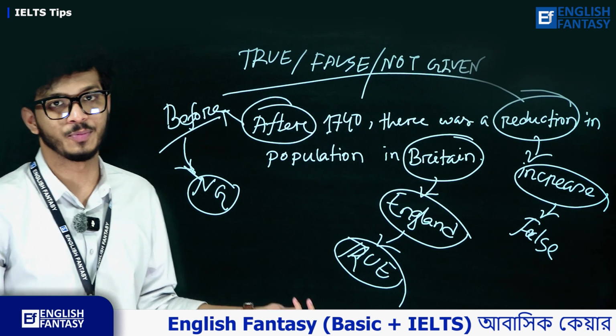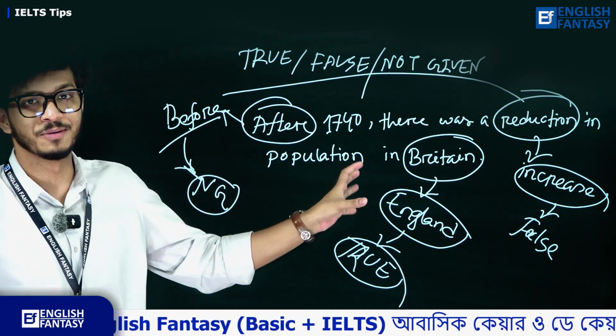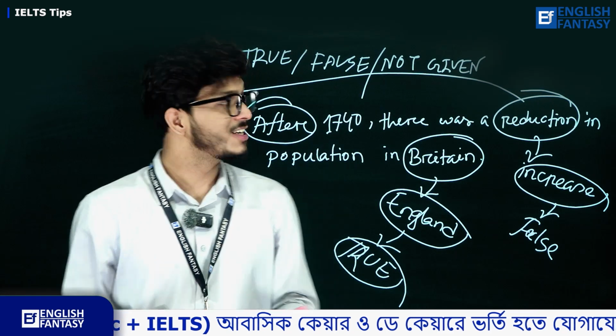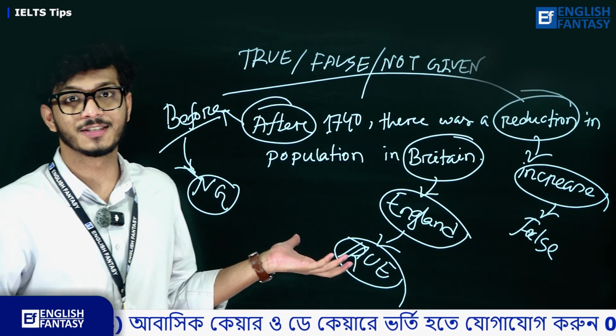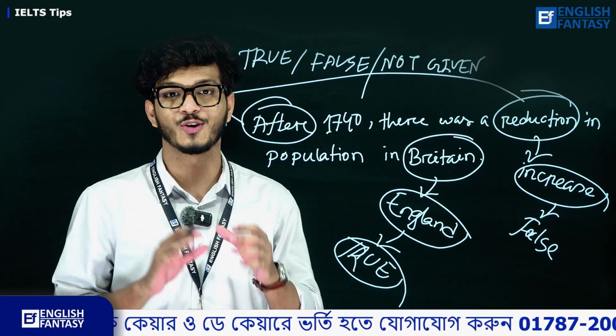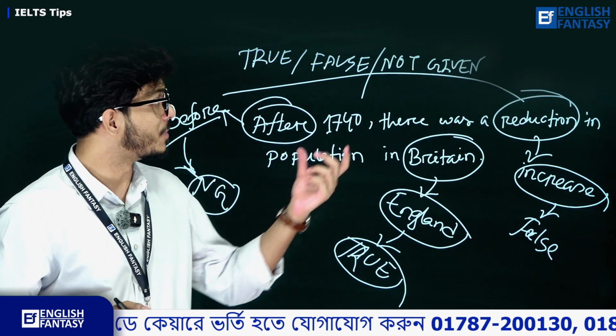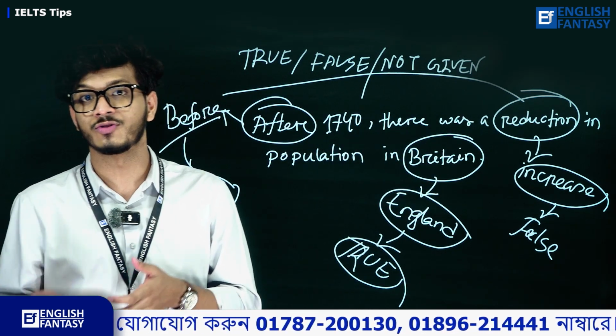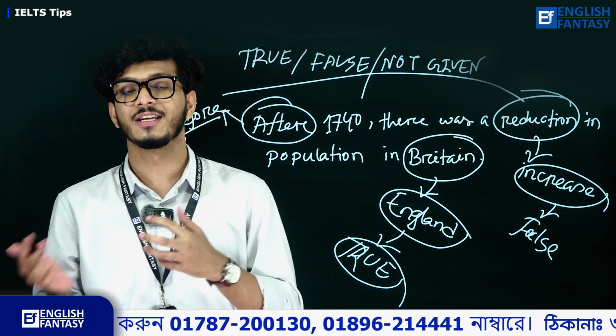This is how they trap you, and in one example we found true, false and not given, and how they actually make it. These are the sequence. If you maintain some rules and regulations and are conscious about the topic and the main point, you can easily capture how they are going to trap you, so that you can easily understand it.